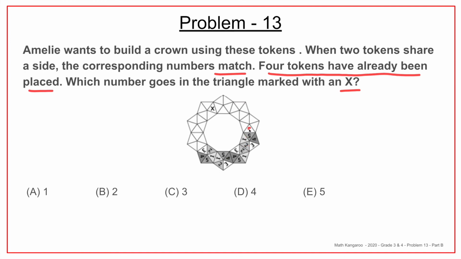5 matches here, and it comes 1, 2, and 3. 3 matches here. After 3 we have 4, 5, and 1. We match 1 in here. After 1 we have 2, 3, and 4. So the X number is 4, which is our answer, option D.